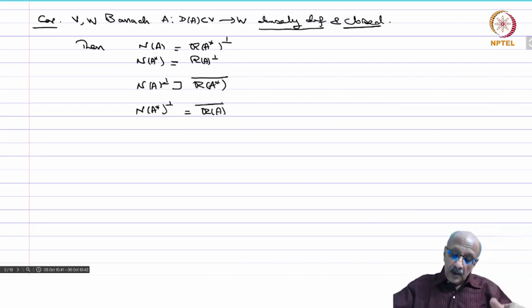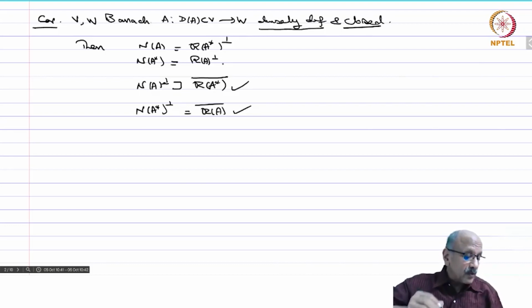Okay. So the last two relationships: if you take N of A perp, that will be range of A star perp perp, that's in the dual space, so that should contain the range of A star closure. Then N of A star perp is range of A perp perp, and this is in the basic space, and therefore it will be range of A closure. So these two conditions follow from the first two, and therefore we need not prove them. So we only have to prove the first one. Okay. So proof.